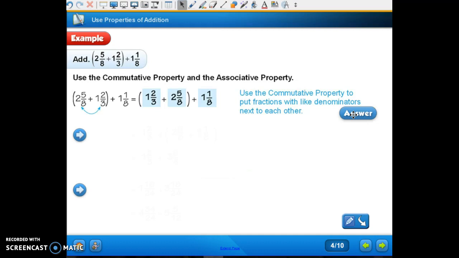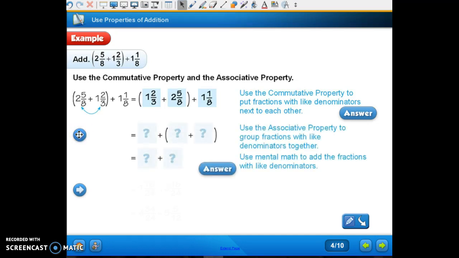What did they do there? Oh, they just moved, they commuted. They just moved the 2 5/8. Okay, now in this step, they're going to move their parentheses, right? Then they're going to add, so here we should see 2 5/8 and 1 1/8, which would be 3 6/8, and then 1 2/3.